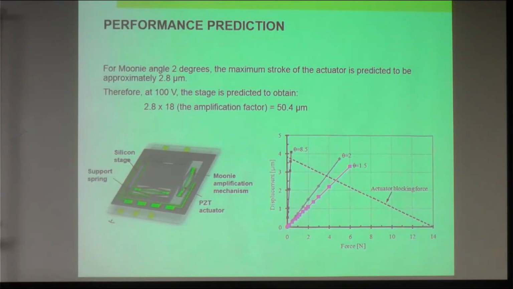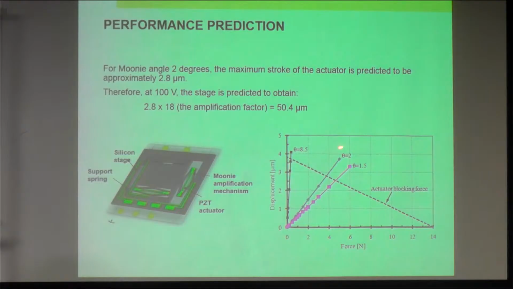And then we try to couple this information of PZT actuator properties in terms of exerted force, displacement, etc., and couple it with the microstage where you have the information of the spring stiffness and Muni stiffness, etc. So for a Muni angle of 2 degree, for example, the maximum stroke of the actuator is rated to be 2.8 micron. So the actuator blocking force is here.